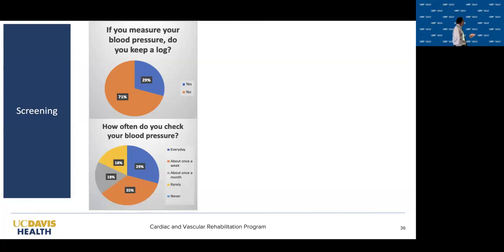35% said about once a week, 18% once a month, and 18% said rarely. So this is not bad. People know that they should be checking their blood pressures at home at different rates, so we have to teach them how often to do it.